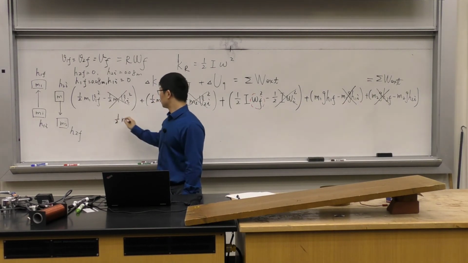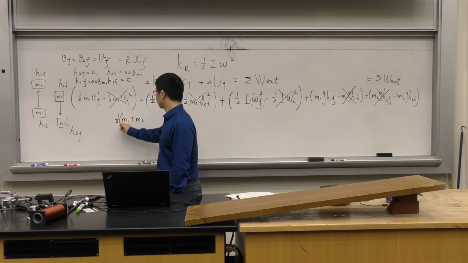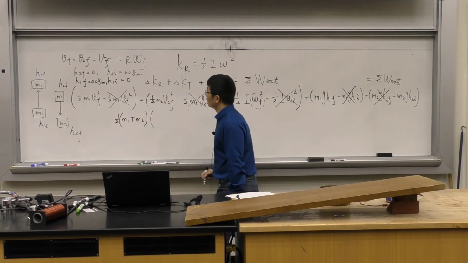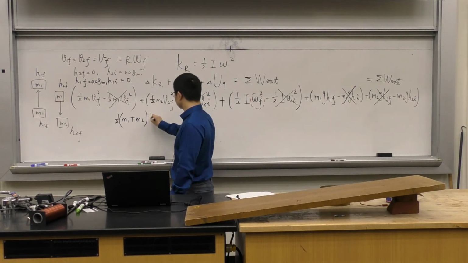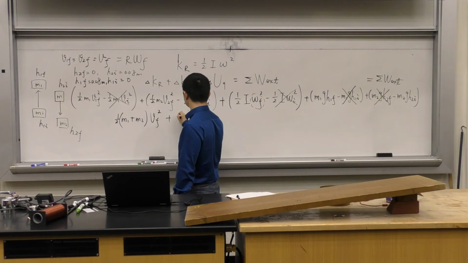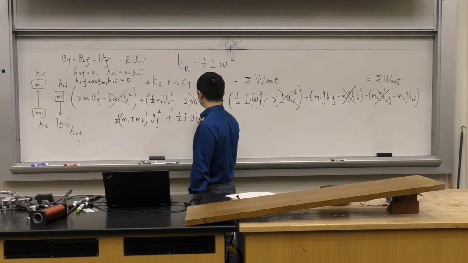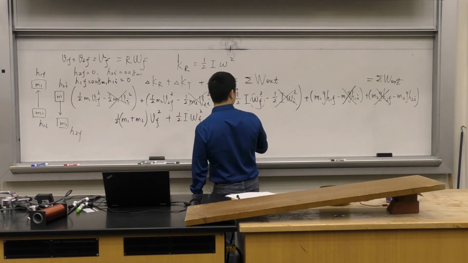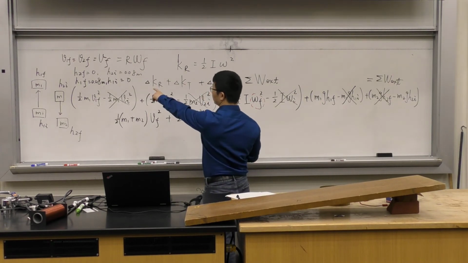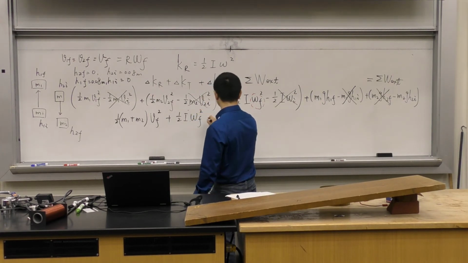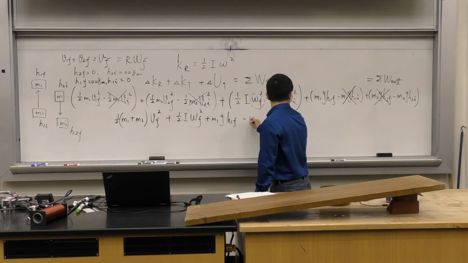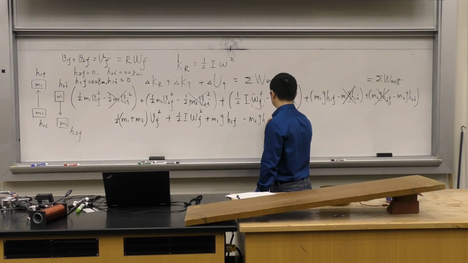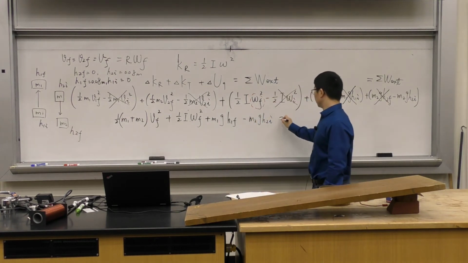So I can combine these 2 terms, so that's going to give me this. VF squared, plus 1/2 I omega F squared. And then H1 final and H2 initial, I already know that, so I'm going to write them down. M1G H1 final minus M2G H2 initial equals the external work.